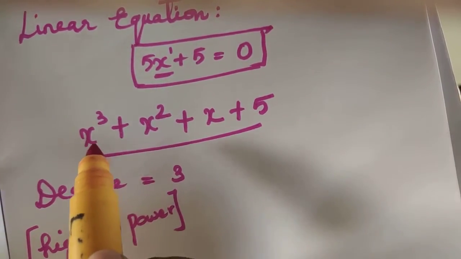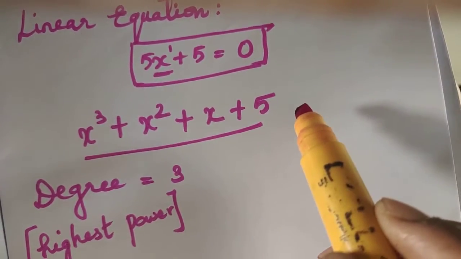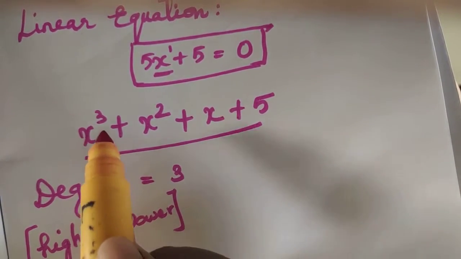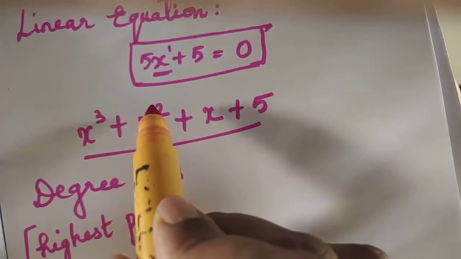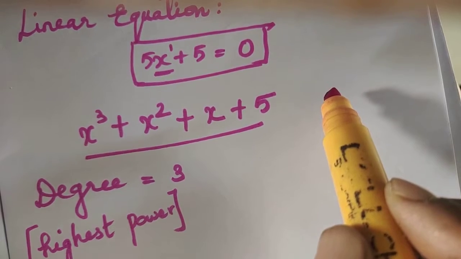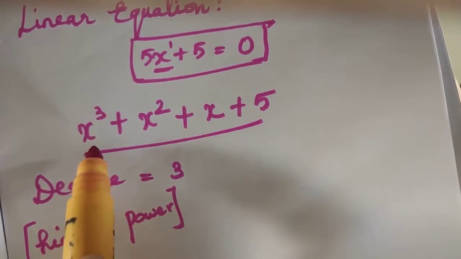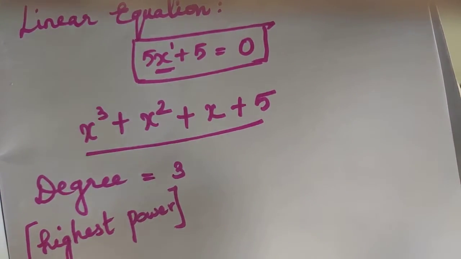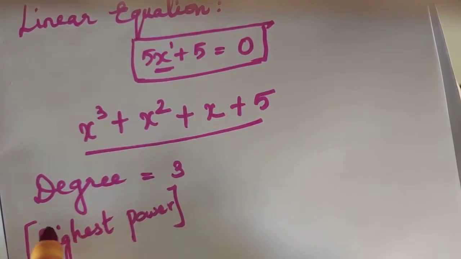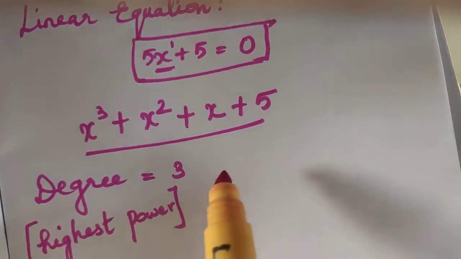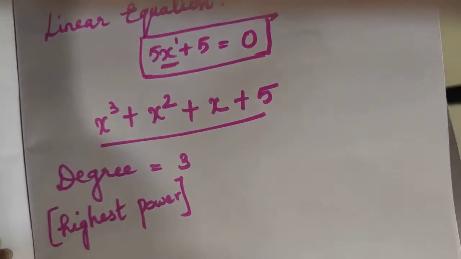So here I have taken this equation, I mean this expression. In this, the power starts from 3, 2 and it goes on decreasing, and here if I see, the highest power is going to be 3. So obviously the degree of this particular expression is going to be 3. Okay, this is what degree is.